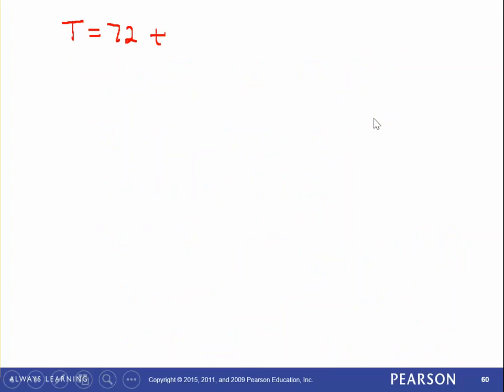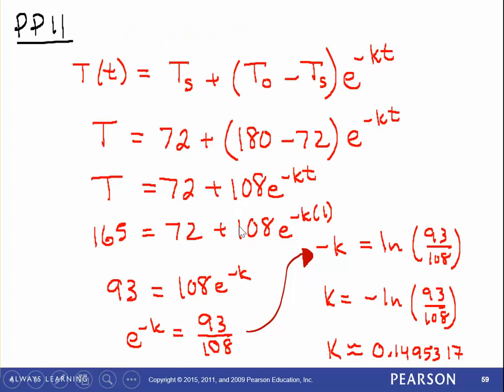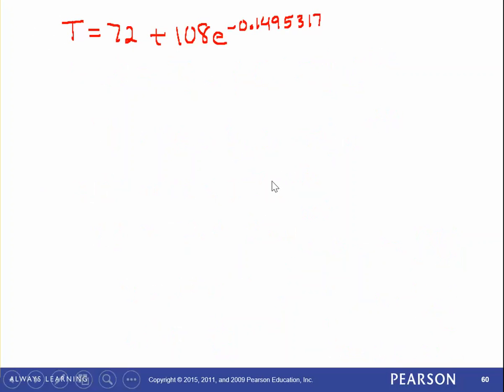So t is equal to 72 plus 108. And of course, you don't have to use, let me go back real quick here just so we know what we're doing here. You don't have to use the initial one. We simplified it all the way to here. This was our simplified version. And that was okay, right? Because it's just simplified to this right here. So let's rewrite this one knowing what our k value is. And so let me just do it real quickly here. So 72 plus 108 e to the negative 0.14953117t.